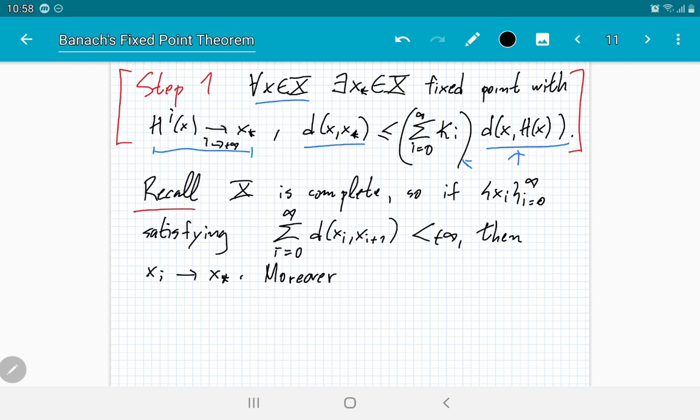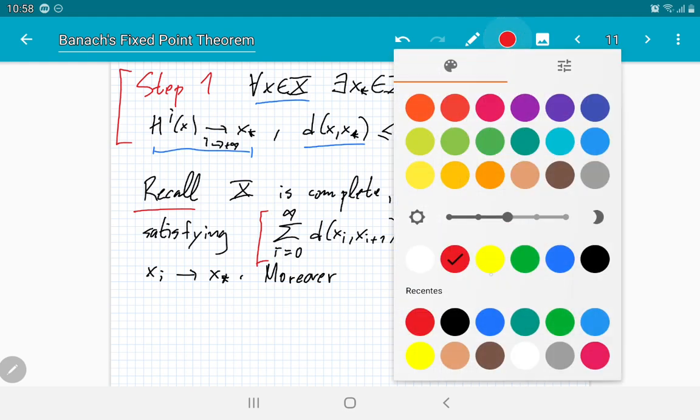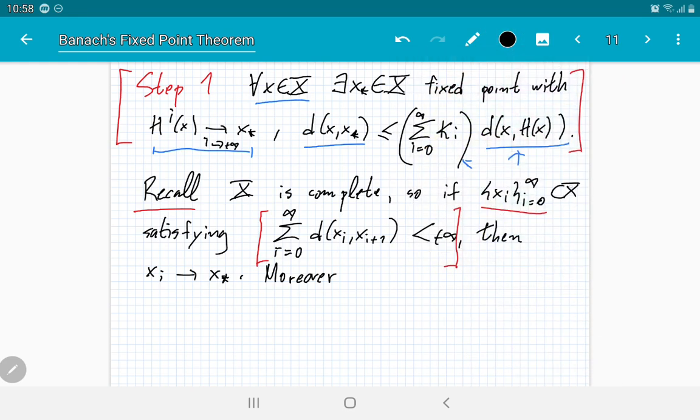I mean, we proved this in some previous video. If you don't remember it, it's a nice exercise. It's just to say, if I have a sequence of points in X satisfying this condition, then it's Cauchy, and therefore it converges somewhere.